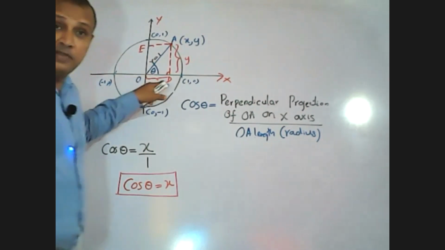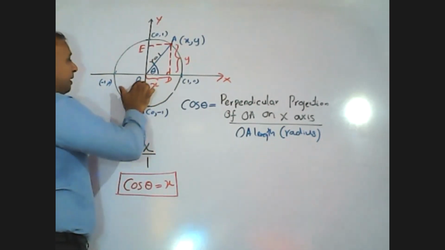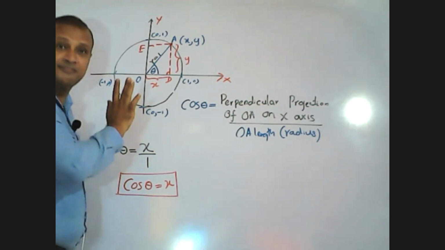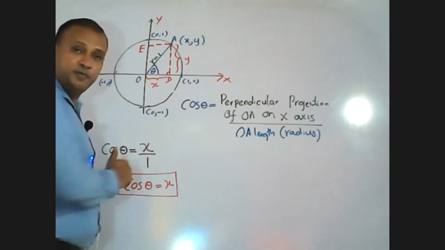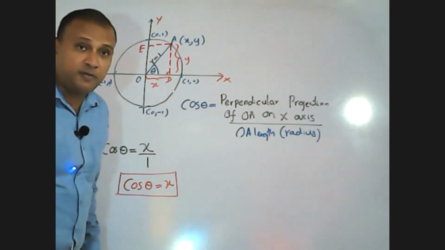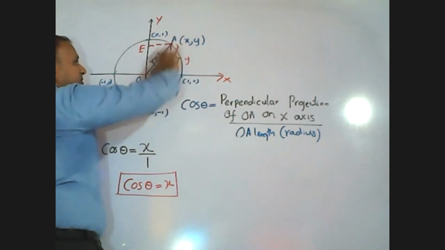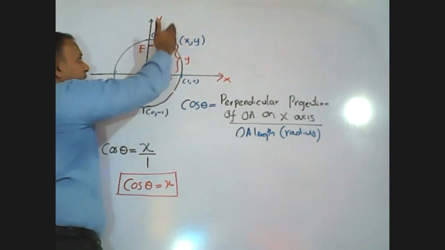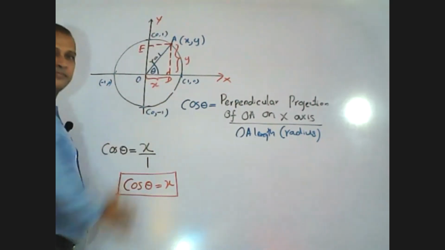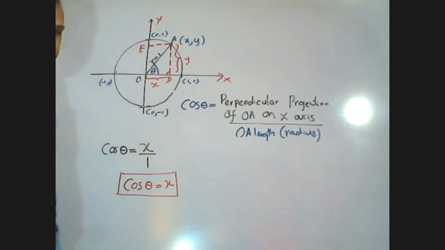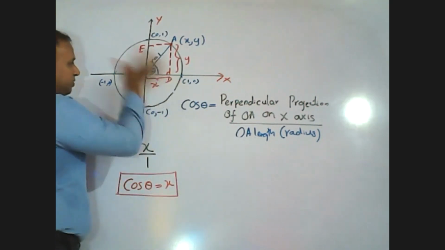In this case, we don't want to draw a perpendicular from O, because O is at the origin. We cannot draw a perpendicular from O. Therefore, if you want to find the perpendicular projection of OA, just draw a perpendicular from A. Then the perpendicular projection is equal to this one.